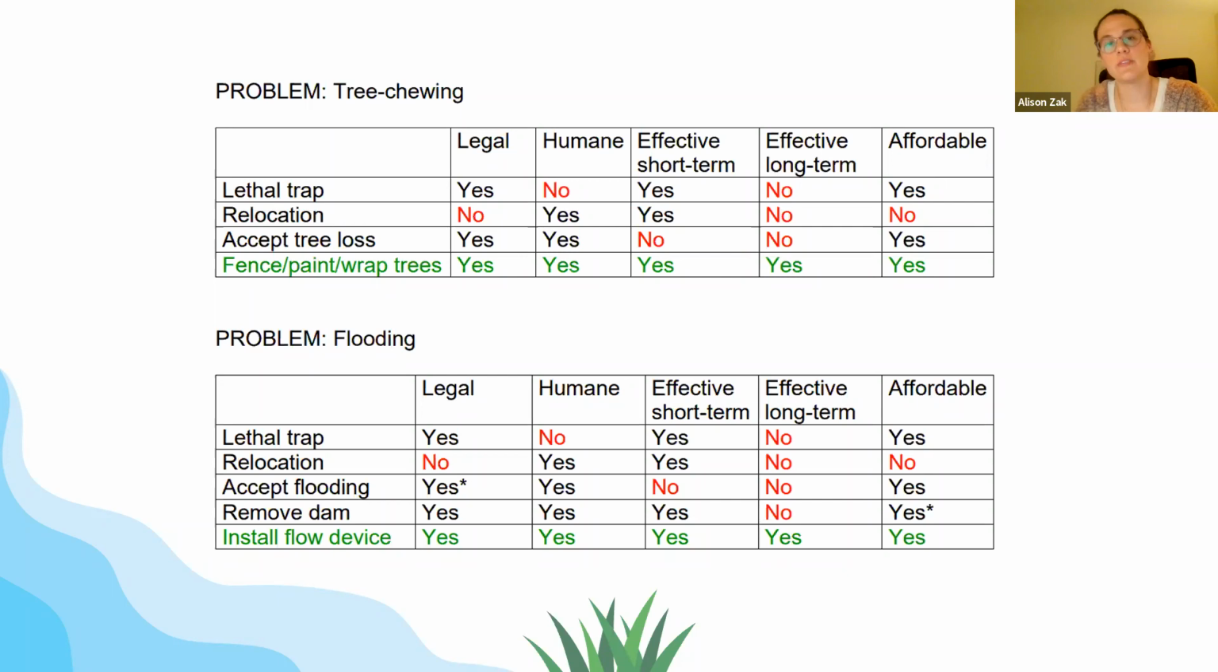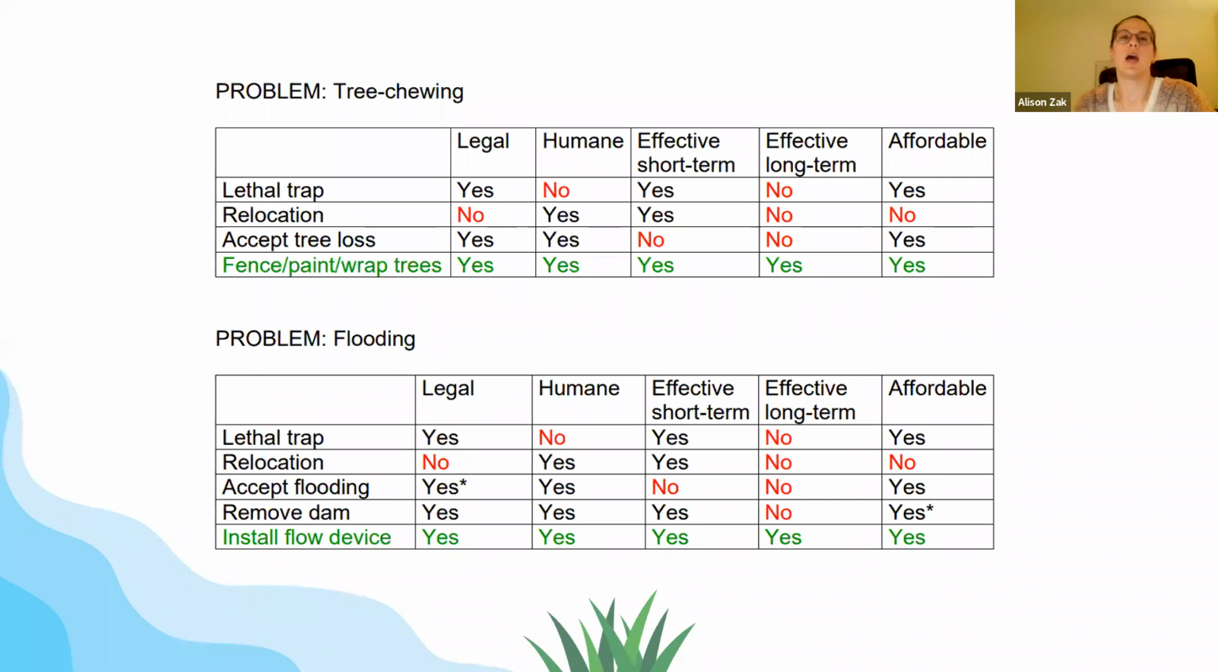And then what I've done for each of those approaches to the problem is assess whether or not they are legal, humane, effective in the short term, effective in the long term, and affordable. These are all things that, of course, people value. Some of those pieces more than others, depending on the individual and their values, their attitudes about wildlife. And then I have shown that protecting the trees is the only approach to the tree chewing problem that checks all of those boxes along the top.